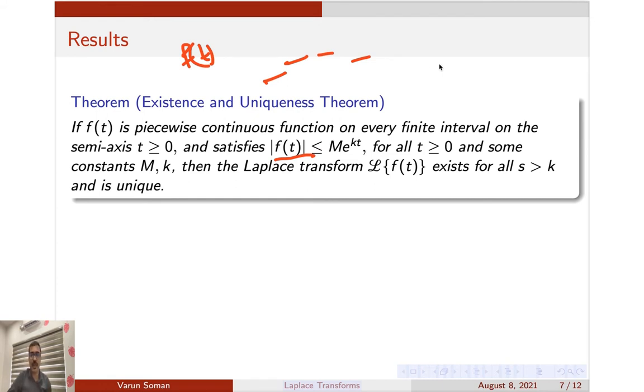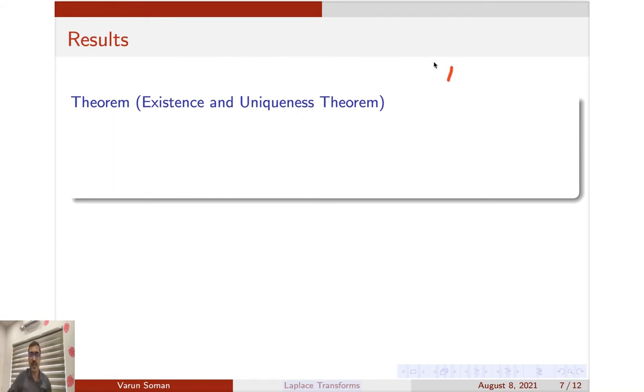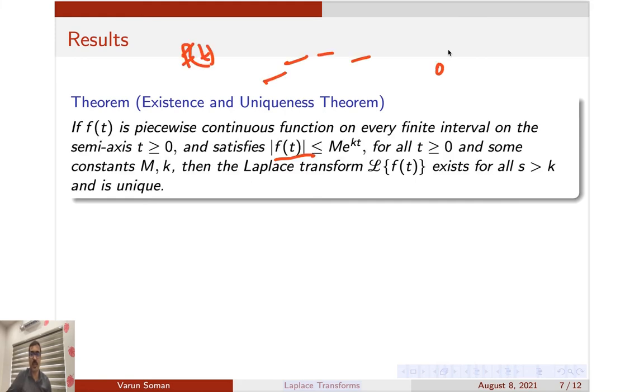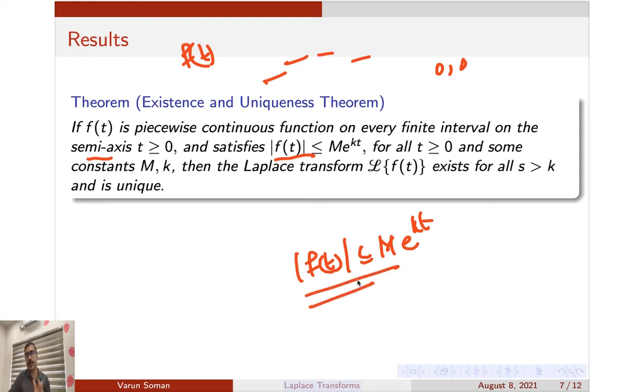On the real line from 0 to infinity. That is what you mean by semi-axis. So don't be bogged down by this terminology. You can write it in your own words. And the main condition here is that it is bounded. This f of t should be less than or equal to some constant m into e raised to kt. If that condition is satisfied, we can say that the Laplace transform exists and is unique.